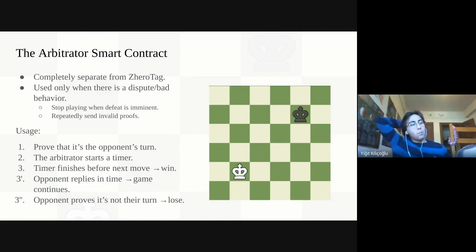And the arbitrator starts a timer. It doesn't matter how much time the other person should have. You can define it in the game settings or so. And the opponent is given this time to reply. If they were actually just ghosting, then they must reply in that time, because otherwise they lose the game. If they reply in time, the game continues on and on.